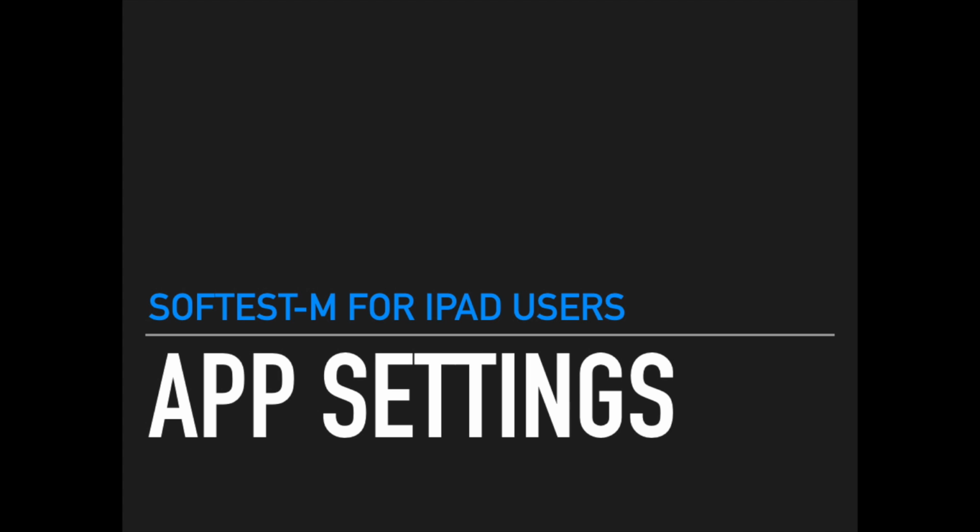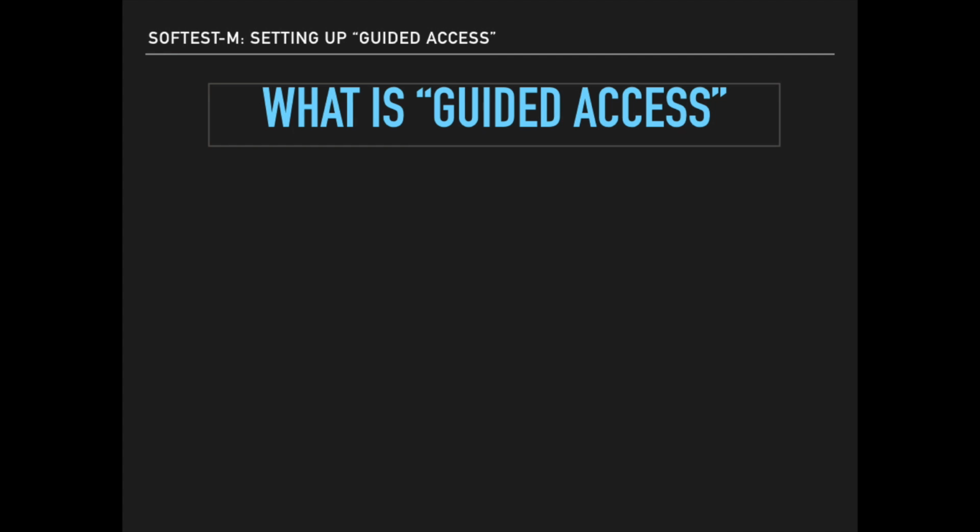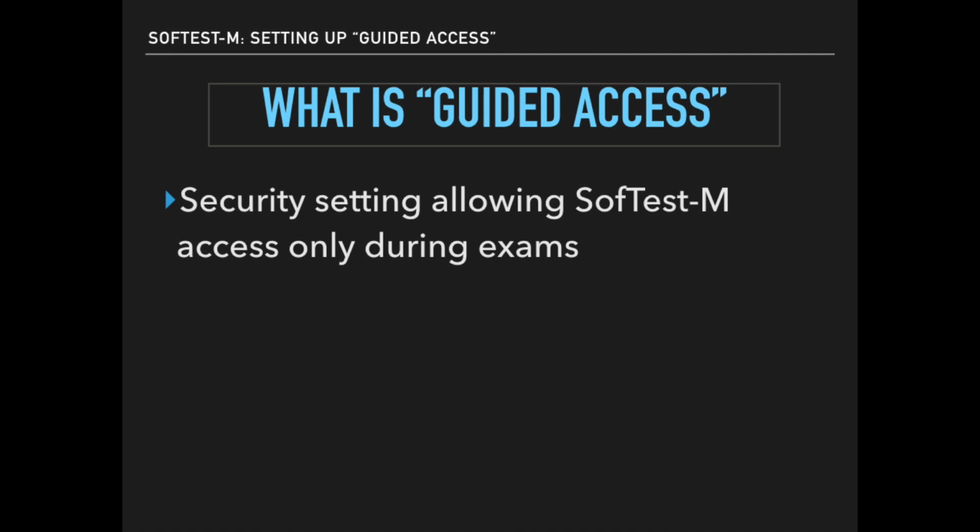Before you take your first exam, there are some app settings that you have to turn on and also turn off in order for SofTestM to work correctly. The first is guided access. So what exactly is guided access? Guided access is a security feature that, when turned on, allows you to only access SofTest when you're taking a secure exam.